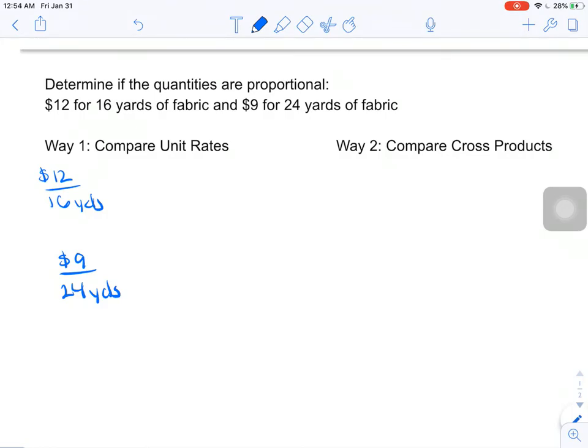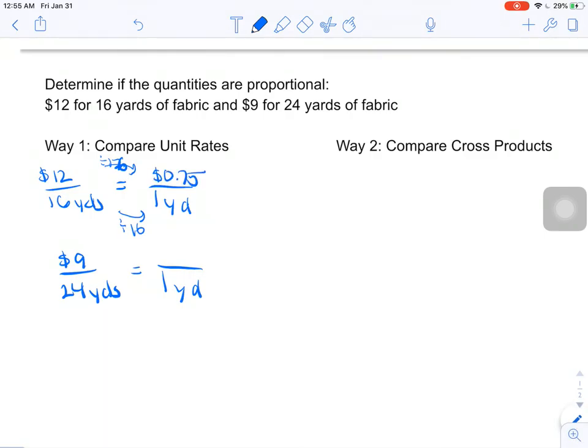in an earlier lesson. So if you remember, to calculate the unit rate, we want to make both of these have a denominator of 1. So basically, we want to scale it down to find the cost just for 1 yard. So the way we would do that would be by dividing everything. So to get from 16 to 1, we have to divide by 16. That also means we have to divide our $12 by 16. And that gives us a price of 75 cents.